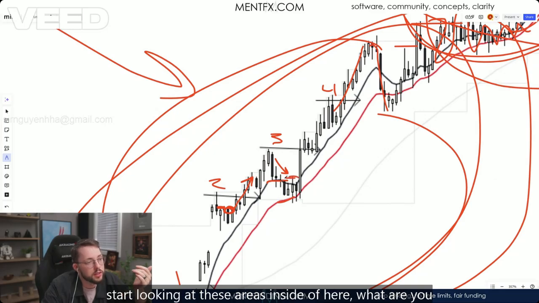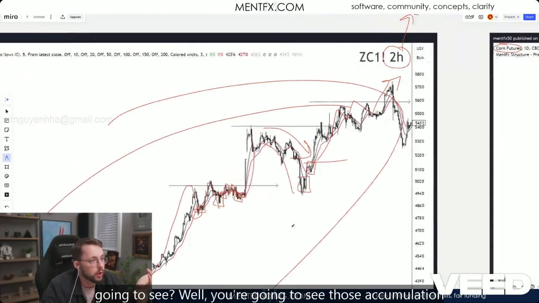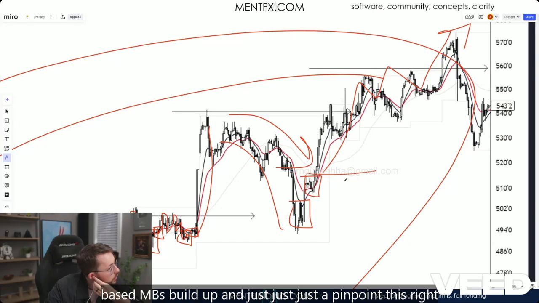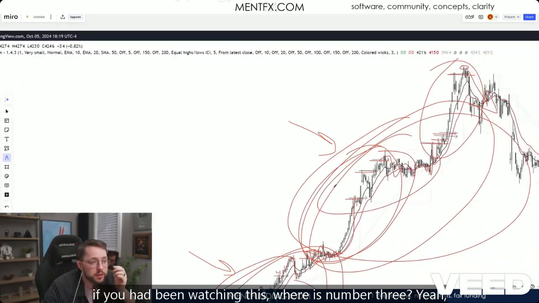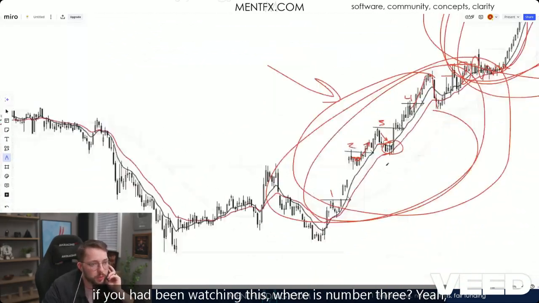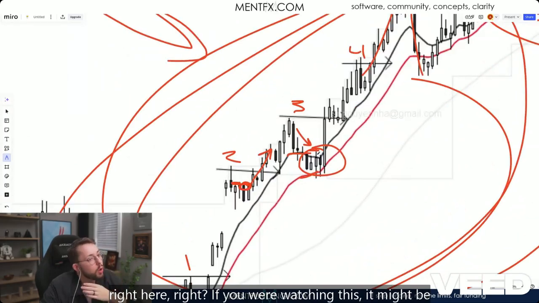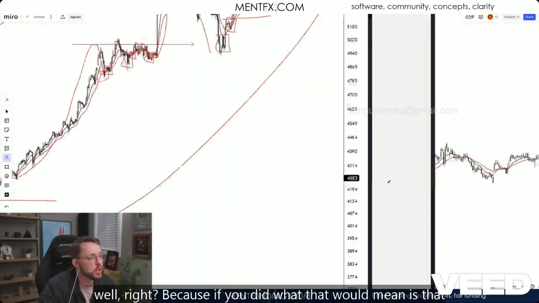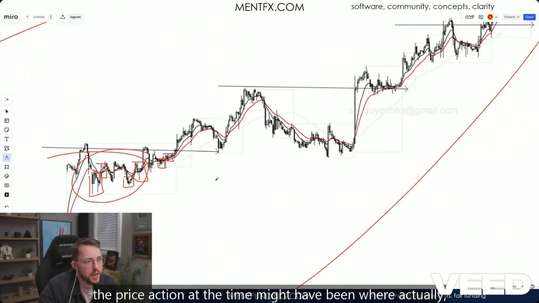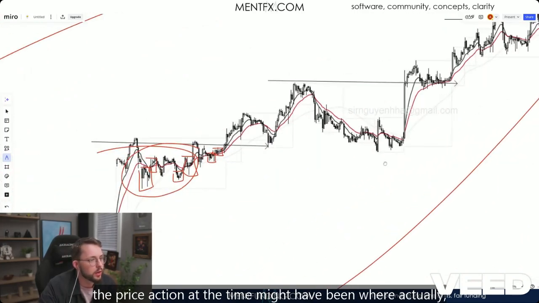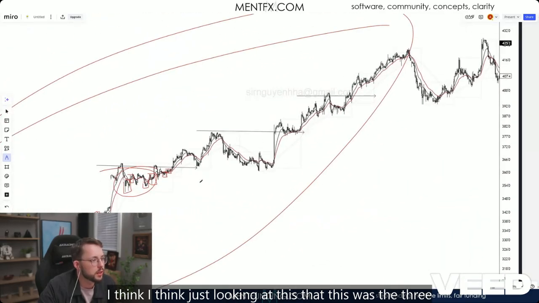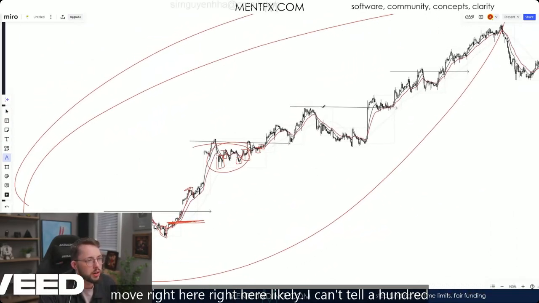And as you start looking at these areas inside of here, what are you going to see? Well, you're going to see those accumulation-based MBs build up. And just to pinpoint this, if you had been watching this, where's number 3? Yeah, right here. If you were watching this, it might be the case that you started to look for entry somewhere here as well. Because if you did, what that would mean is that the price action at the time might have been where? Actually, just looking at this, I think this was the 3 move right here.